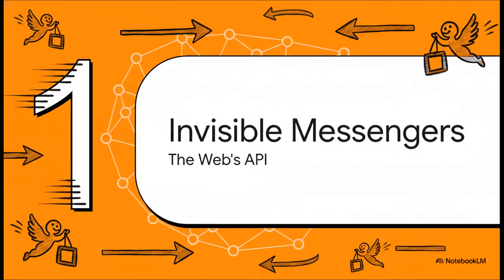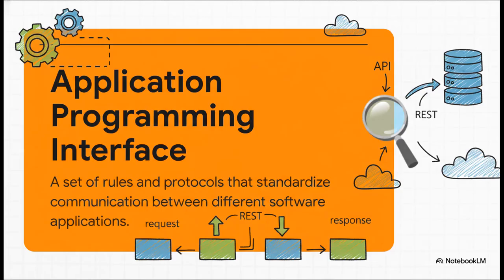Well, the answer lies in something called an API. You can think of it as the web's invisible messenger service, constantly shuttling requests and data back and forth completely behind the scenes. Okay, so what is an API? The fancy term is Application Programming Interface, but really it's just a contract. It's a clear set of rules for how one piece of software can ask for things from another.